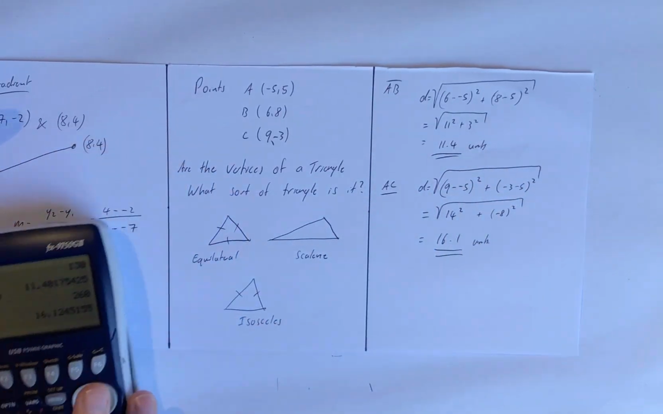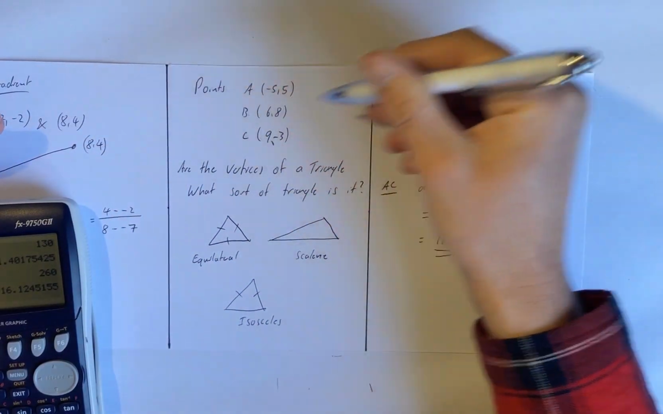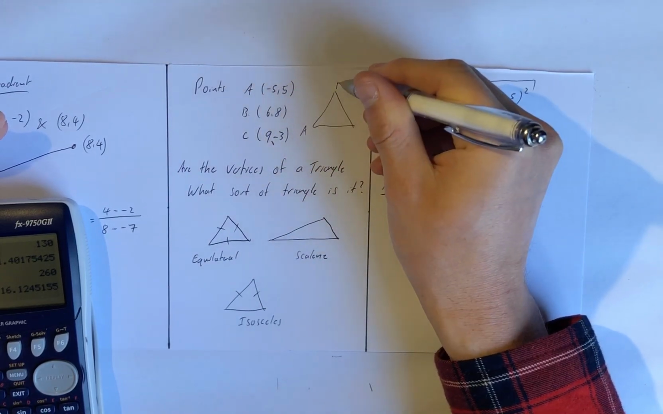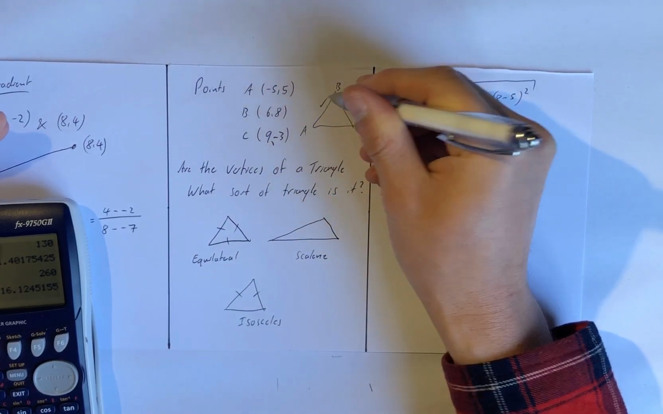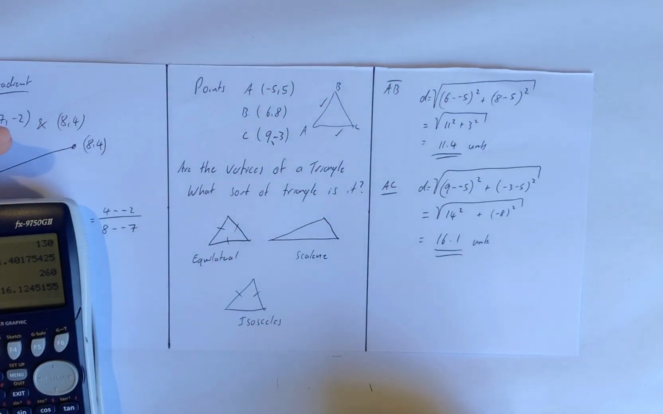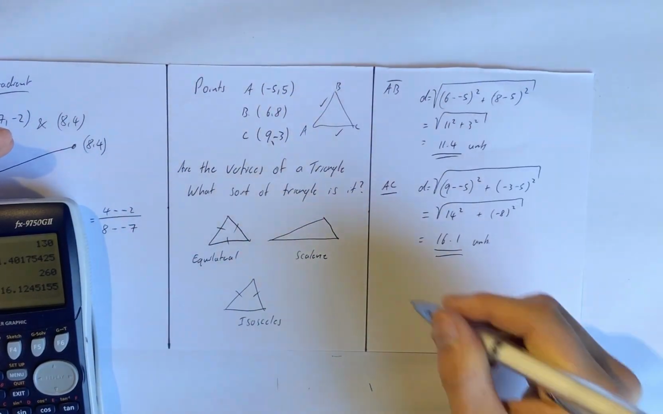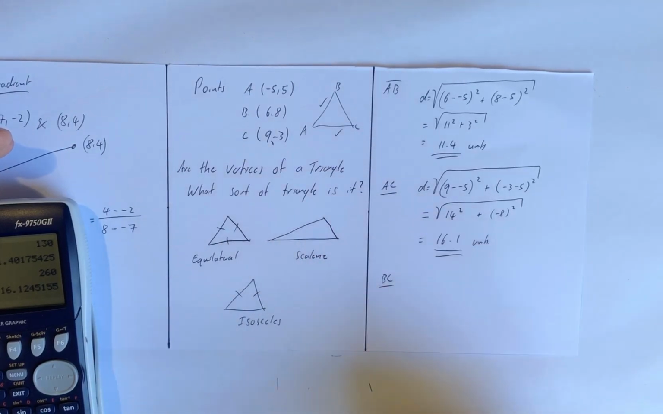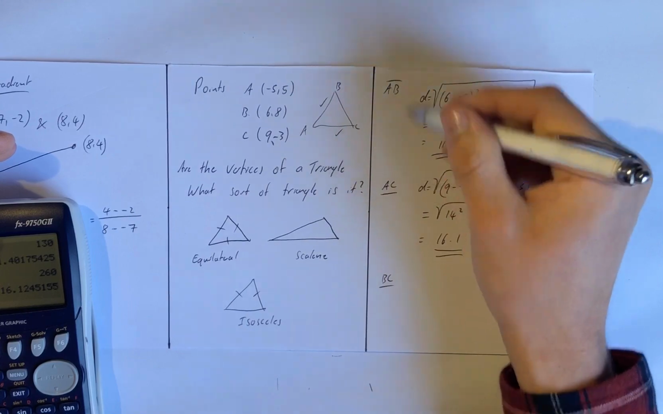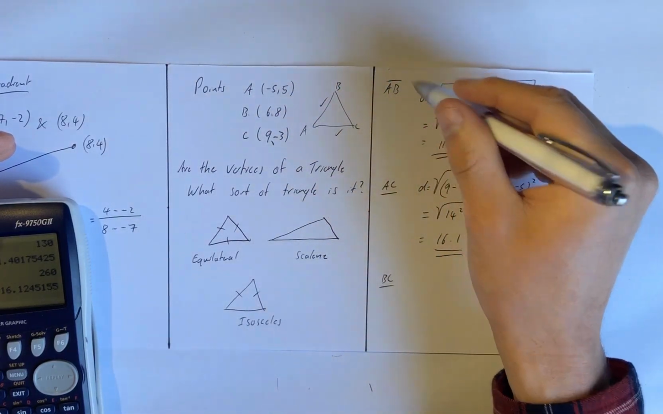And then the last one, I've done A to B and I've done A to C. So if this was the triangle A, B, C, I've done that side, AB, and I've done that side, A to C. So I just need to do BC. So BC, the length, so there's an example of lengths being on top or on bottom.